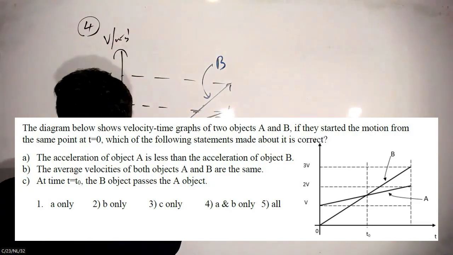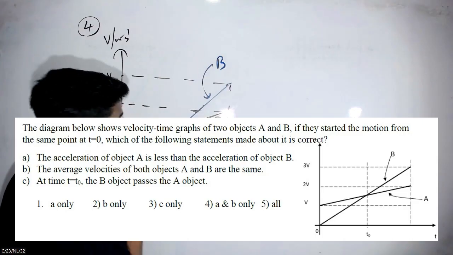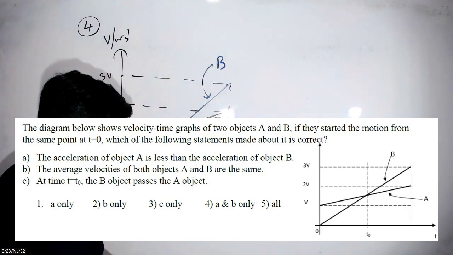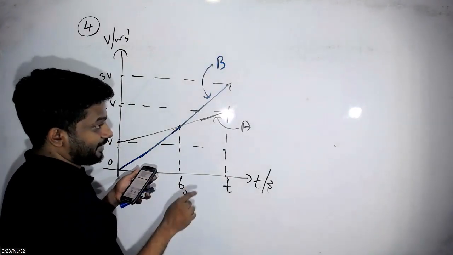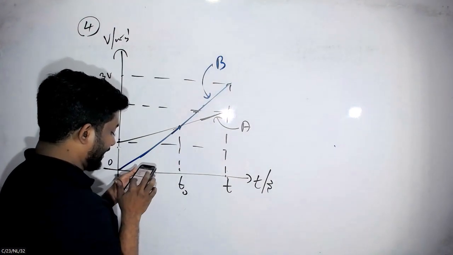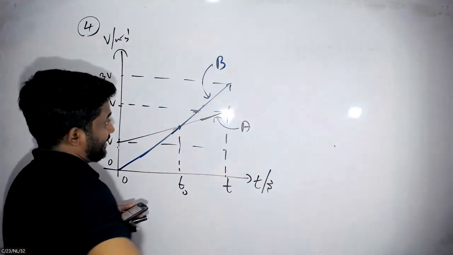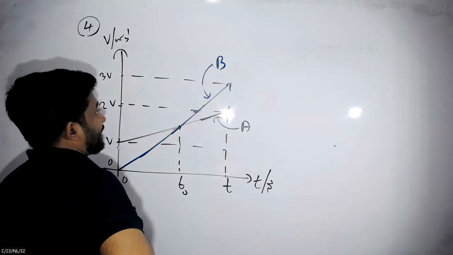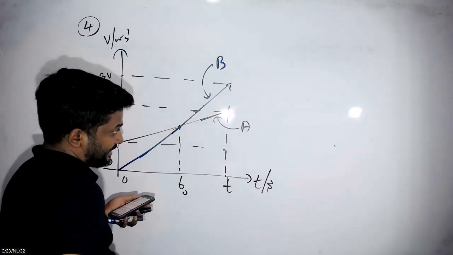The diagram below shows the velocity-time graph of two objects, A and B, right? If they started the motion from the same point at t equals 0, which of the following statements made about it is correct? They are asking for the correct statement. Both objects started motion from the same point.